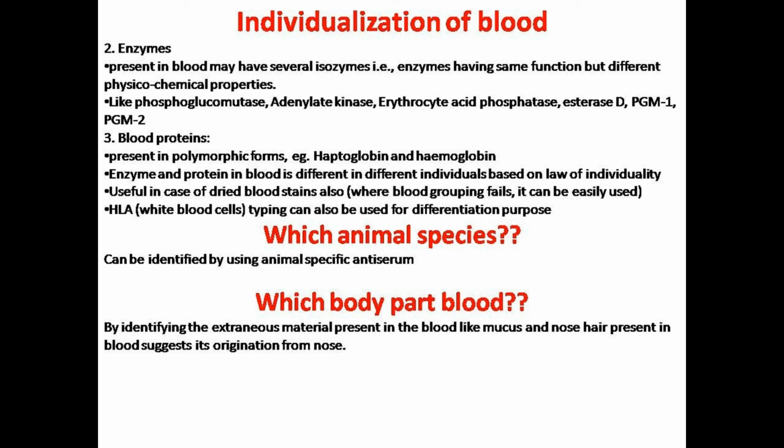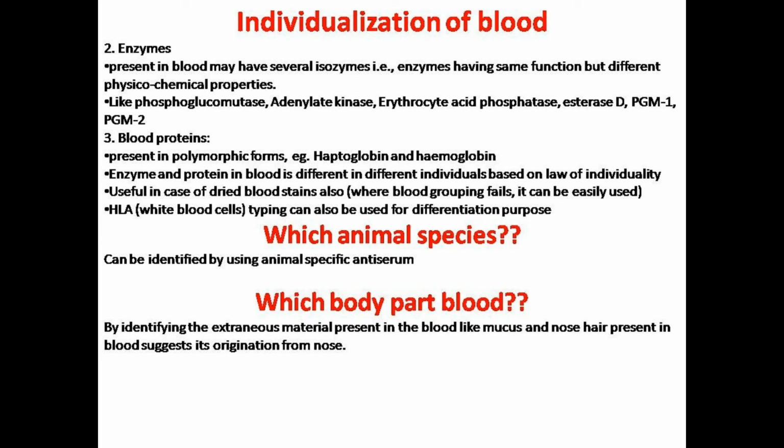Blood typing systems can also be useful for the law of individualization, as there are certain enzymes present in the blood which have isozymes, meaning they have the same kind of function but different physiochemical properties, like phosphoglucomutase, adenylate kinase, erythrocytic acid phosphatase, esterase D, etc. So in different individuals the enzyme may be of different types.